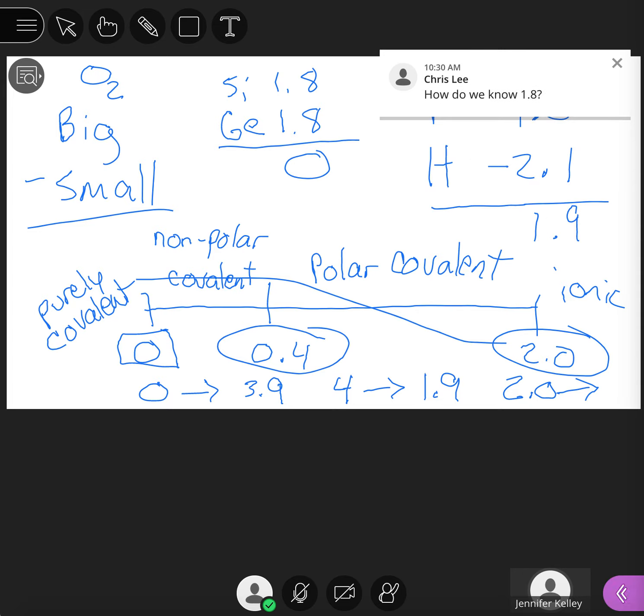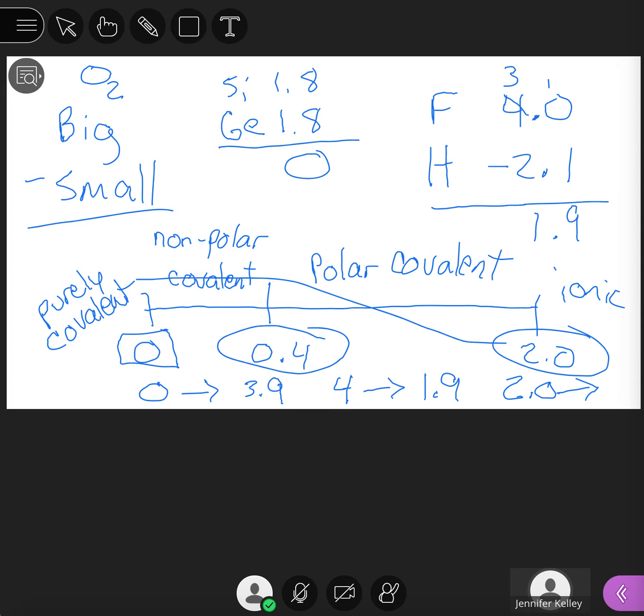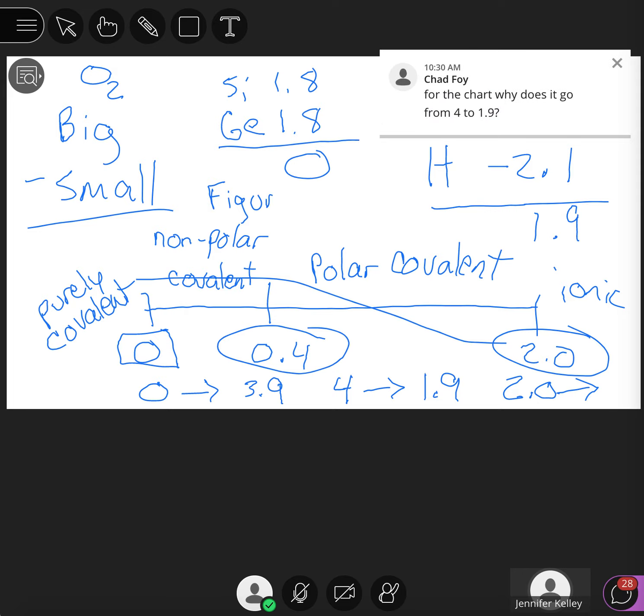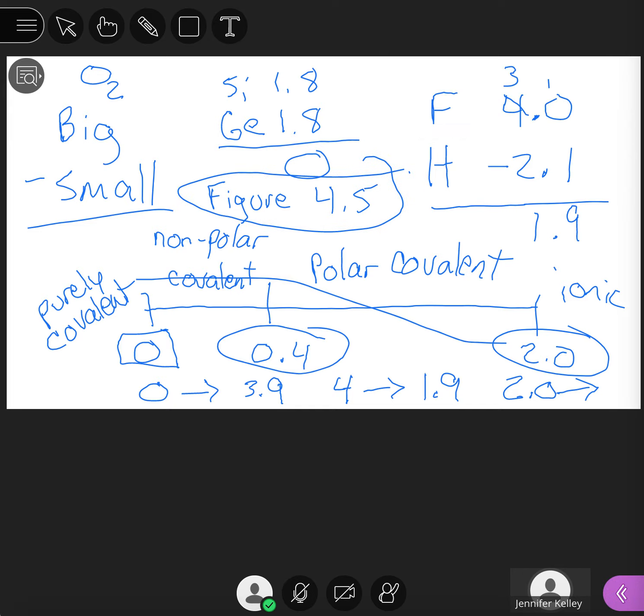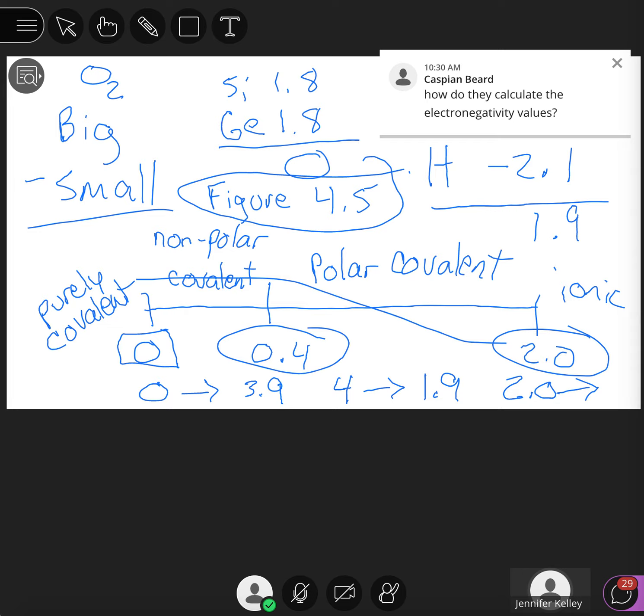Yes, that's the electronegativity difference. So how do we know 1.8? All right, so if you go to your textbook and you open your textbook to section 4.2 and scroll down, or flip, depending on what kind of book you have, look for figure 4.5. That is a periodic table, and on that periodic table they give you electronegativity values instead of things like atomic numbers and stuff.